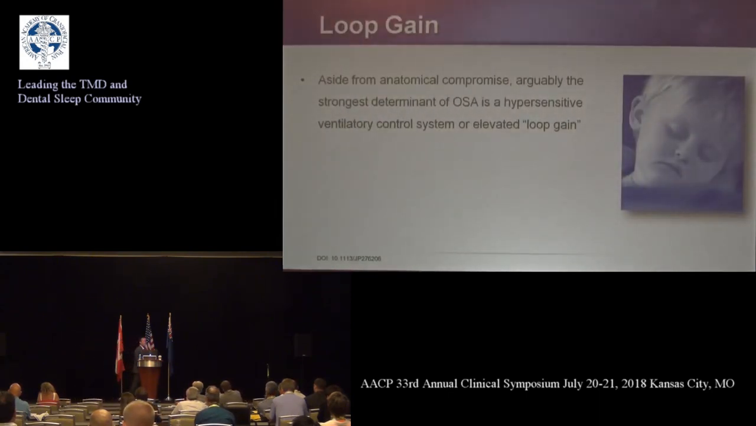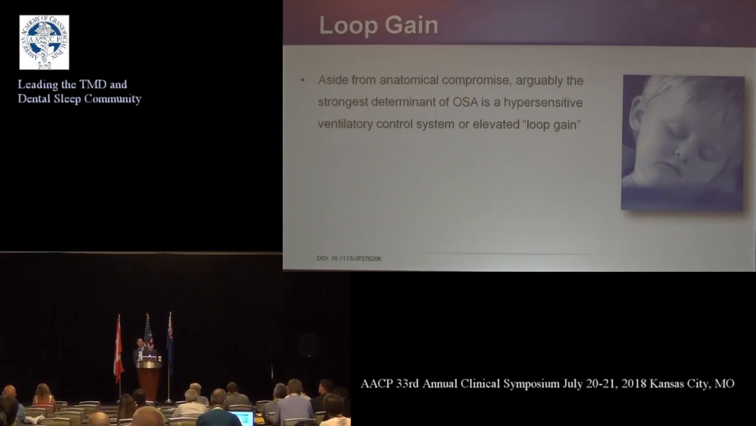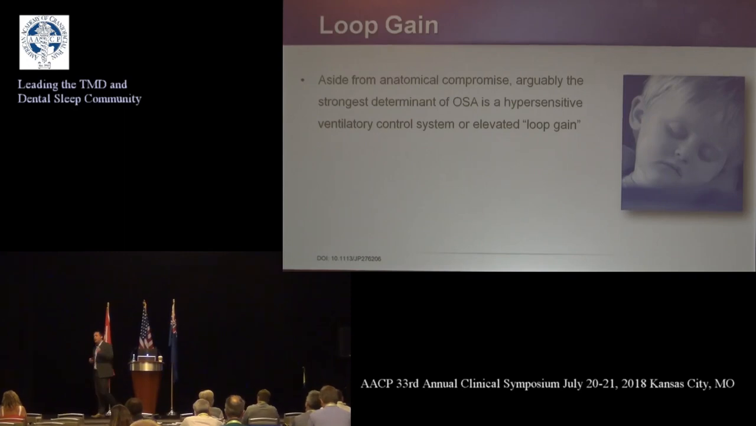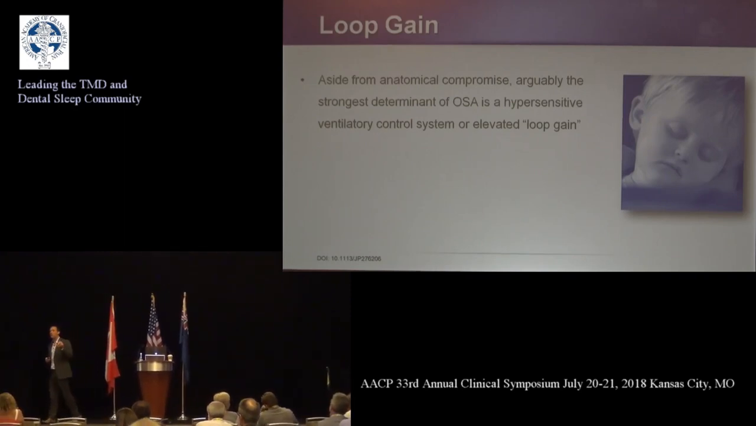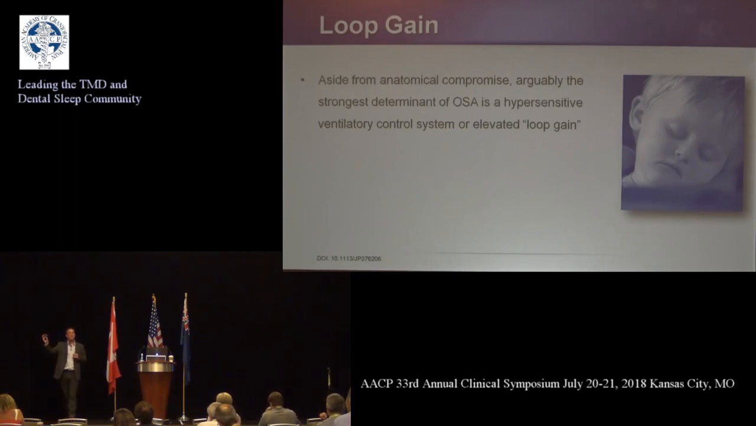So loop gain, aside from anatomical, arguably the strongest determinant of obstructive sleep apnea is a hypersensitive ventilatory control system or elevated loop gain. If you're working with a patient, make sure you see the polysomnography. You have to check how many central apneas they are having. Central apnea is when the brain isn't sending the signal to breathe. But the primary stimulus to breathe is carbon dioxide. If they have a lot of central sleep apnea, you could suspect that they've got a high loop gain.